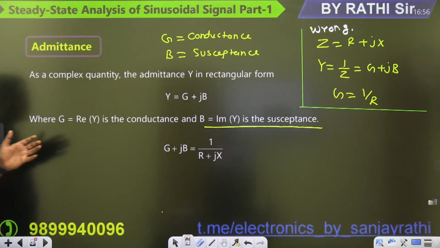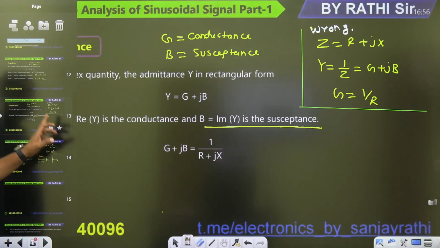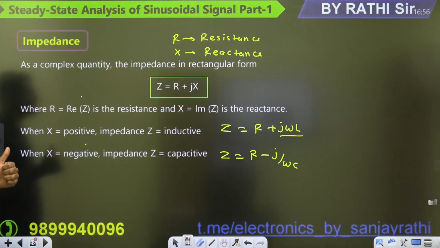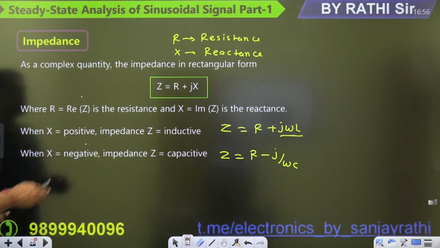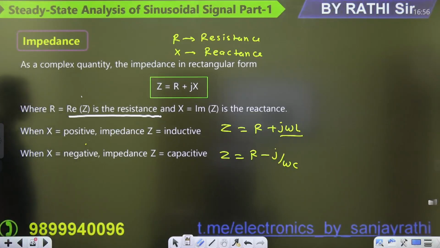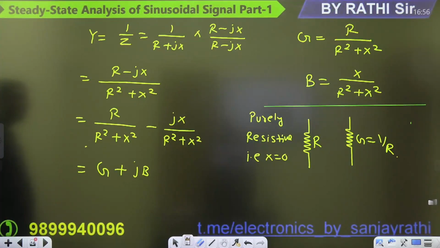So always remember how to find the admittance. Easy. What is the impedance? Real part and imaginary part. The real part is called resistance. The imaginary part is called reactance. This is written here, resistance and reactance. Then the real part is called conductance. The imaginary part is called susceptance. Y is equal to 1 by Z. You have to find the real part and imaginary part.